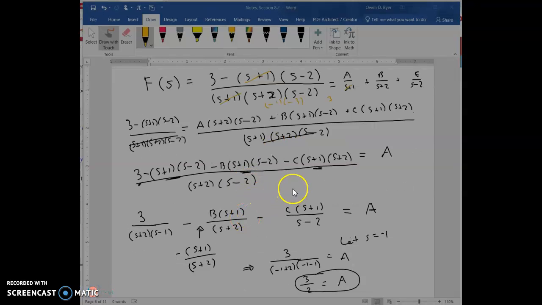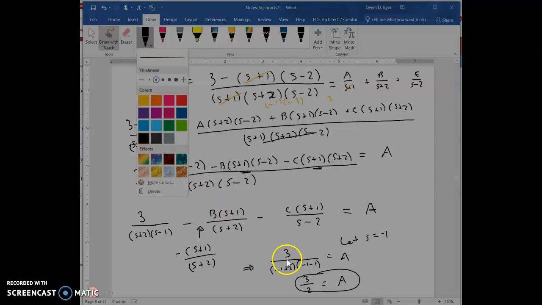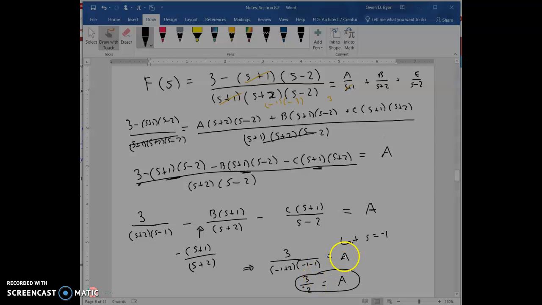Okay, maybe you found my mistake as well. A couple things went wrong. Here in our denominator, we had -1 plus 2, which is a -1 times -2. So that should have been 3 over -2. Okay, so a equals -3/2 is what we're looking for.